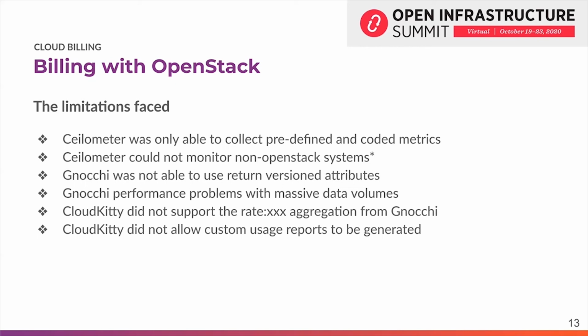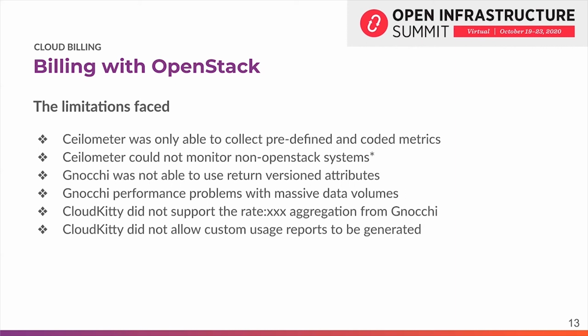Last but not least, we also extended Cloudkitty. First, we needed to introduce support for the rateXX aggregation methods in Cloudkitty, because Cloudkitty was not properly using them. The rateXX methods are options in Gnocchi that allow you to calculate the rate between two data points in time. And Cloudkitty was not executing the API properly when these aggregation methods were being used. Then we fixed that as well.